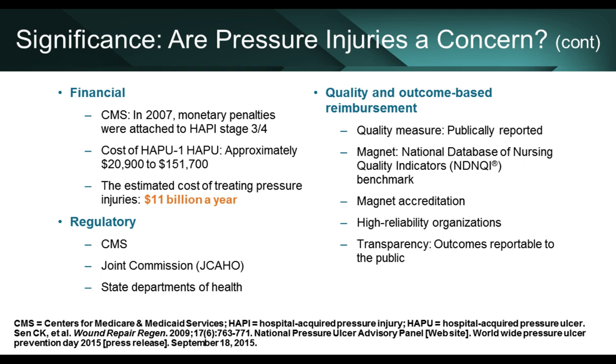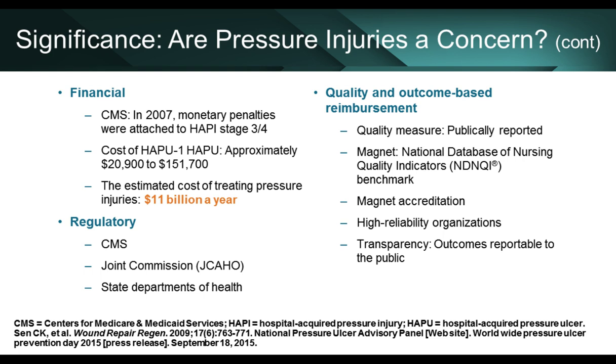Also, current sources tell us that the cost of a hospital-acquired pressure injury can range from almost $21,000 to almost $152,000. And the estimated cost of treating pressure injuries can be as high as $11 billion a year. So are they a financial concern? Absolutely. The third reason we should pay attention is regulatory.